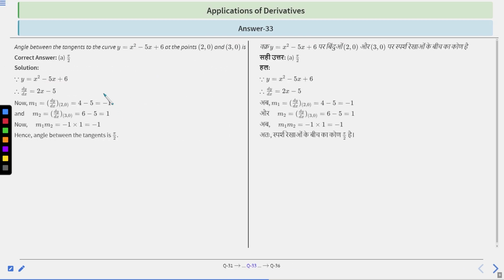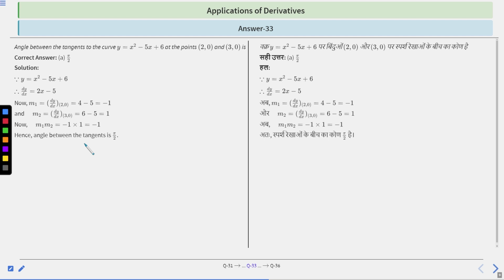As y is given as x square minus 5x plus 6, therefore dy by dx will be 2x minus 5. We have just differentiated this. Now m1 is basically dy by dx at (2, 0), which is equal to 4 minus 5, which is equal to minus 1. And m2 is equal to dy by dx at (3, 0), which is equal to 6 minus 5, which is 1. Now m1 m2 is equal to minus 1 into 1, which is equal to minus 1. Since m1 m2 is coming out to be minus 1, hence the angle between the tangents is pi by 2.